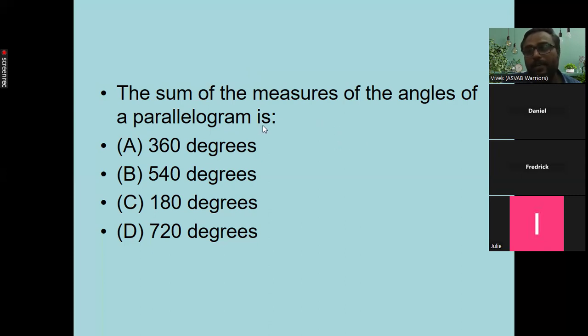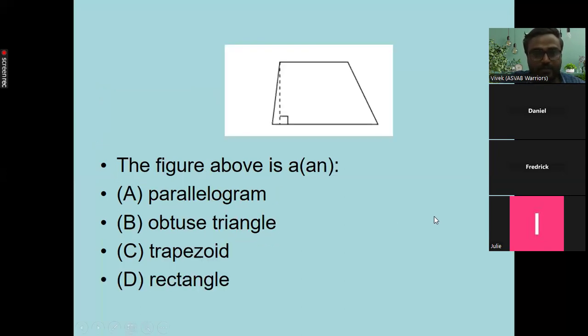So, a parallelogram is a quadrilateral, and a quadrilateral always has its interior angles sum equal to 360 degrees. Let's move on to the next question. Guys, you have 45 seconds for this question. In this type of questions, you can just save your time in your ASVAB exam.